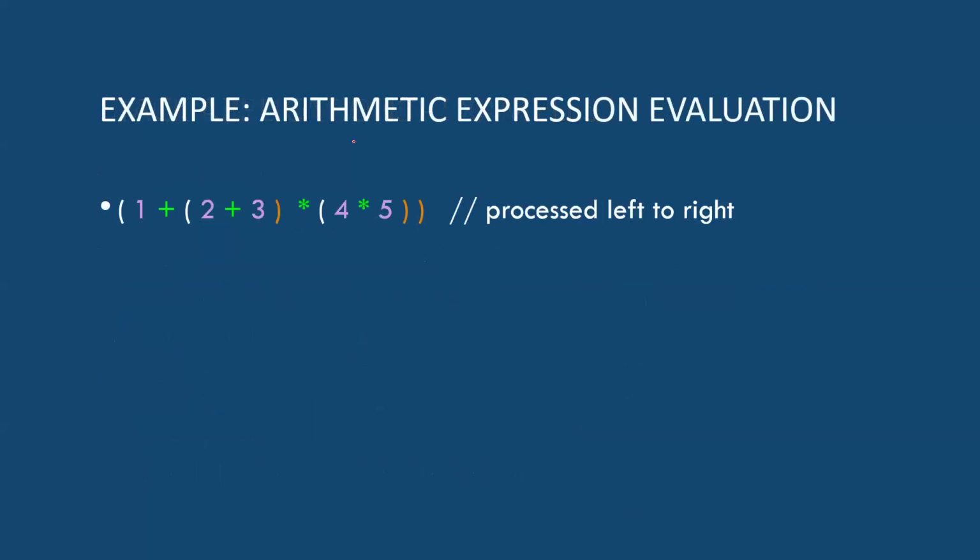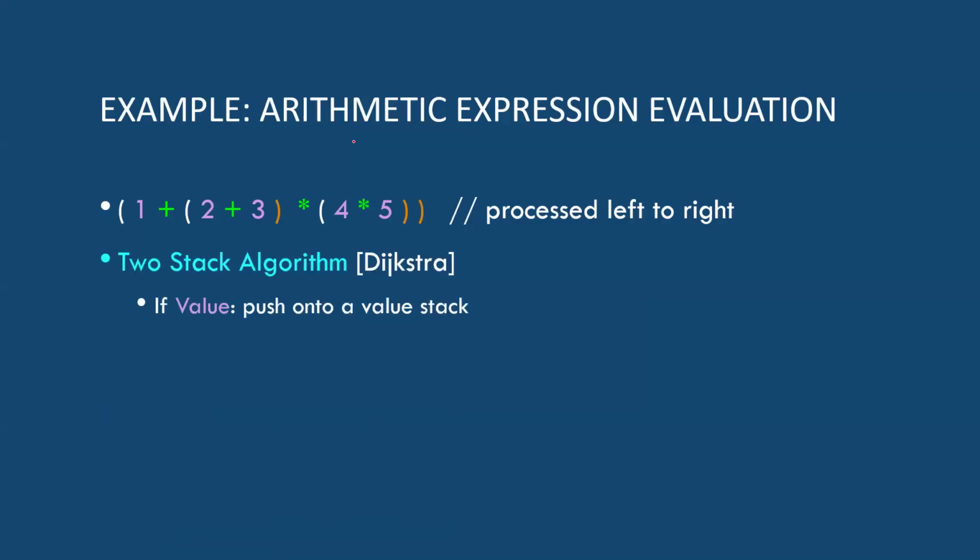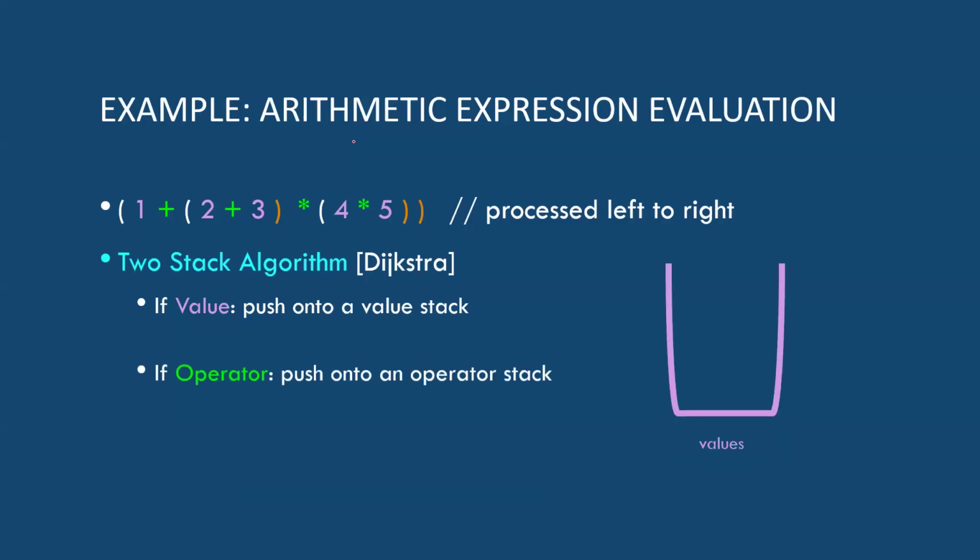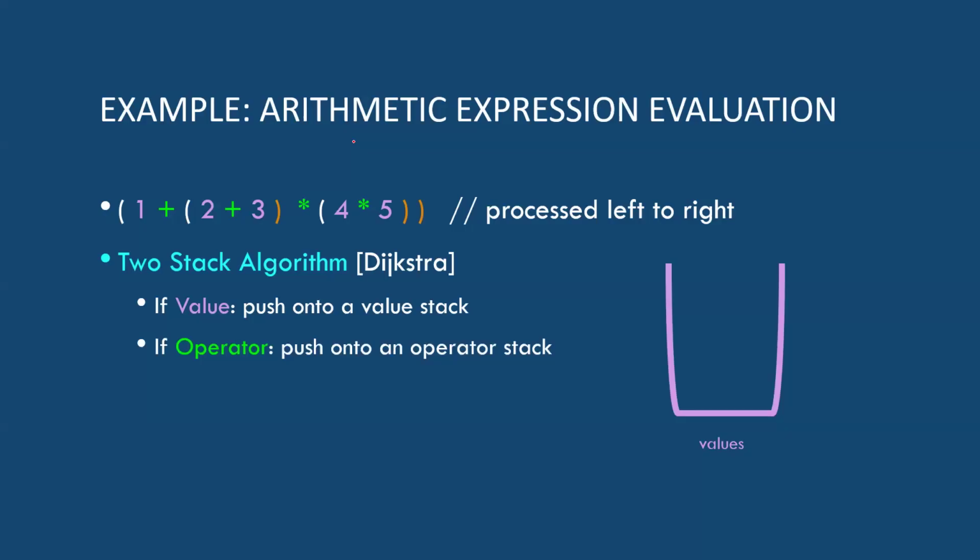Let's take a look at one good, fun algorithm. This is a fun one to write if you ever wanted a side project. You can evaluate that expression with two stacks. Dijkstra came up with this first. If we encounter a value, which I've got here in purple, we're going to put that on the value stack. And if we encounter a green operator, we're going to put that on an operator stack.